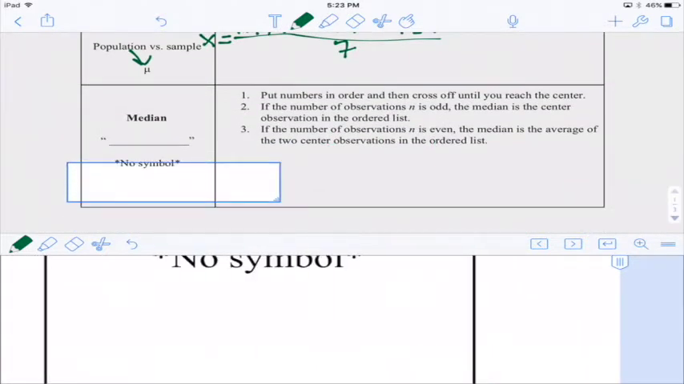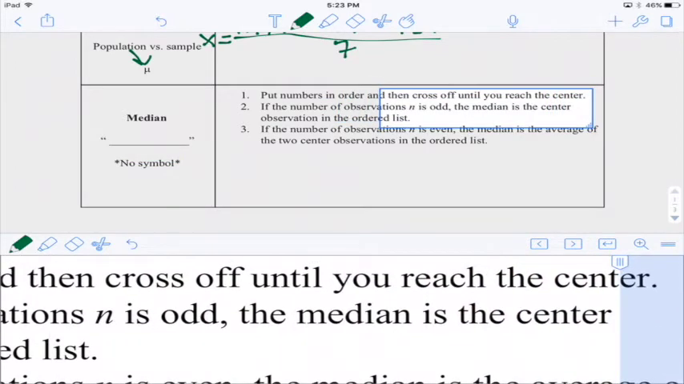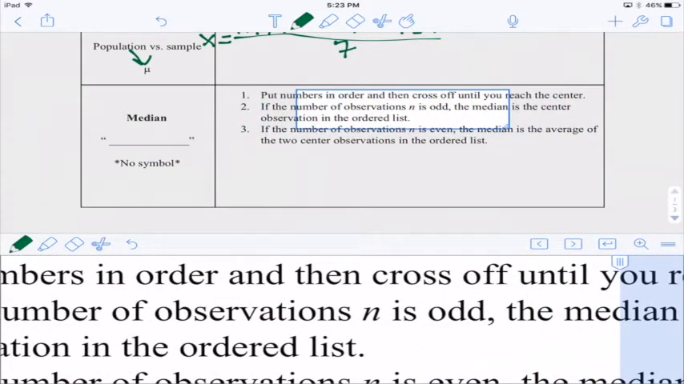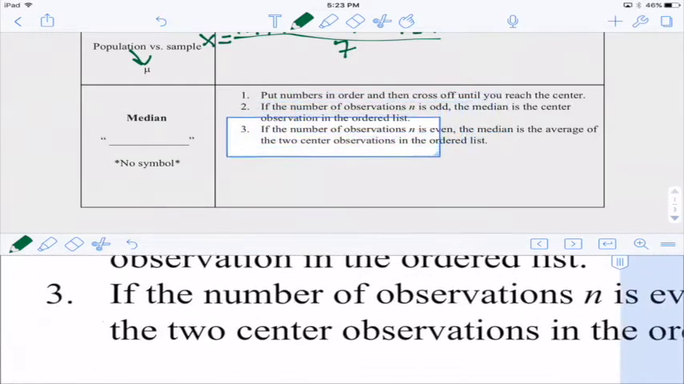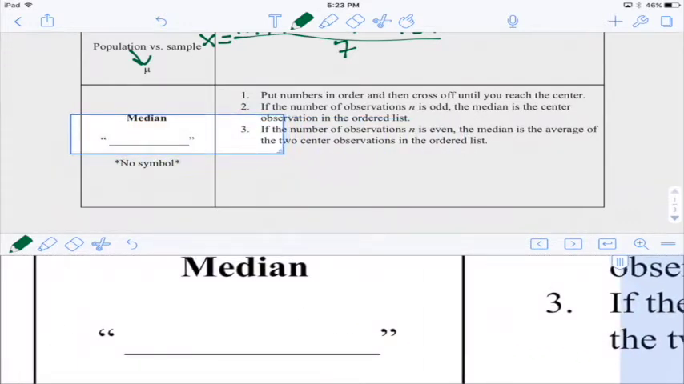For the median, you can put the numbers in order and then cross them off until you reach the center. And then there's this even-odd rule. If it's odd, you just take the middle number. If it's even, there will be 2 middle numbers, so you just take the mean of those 2. So another word for median is middle.